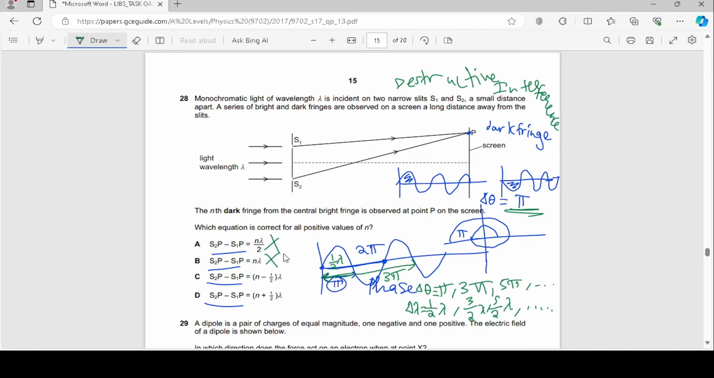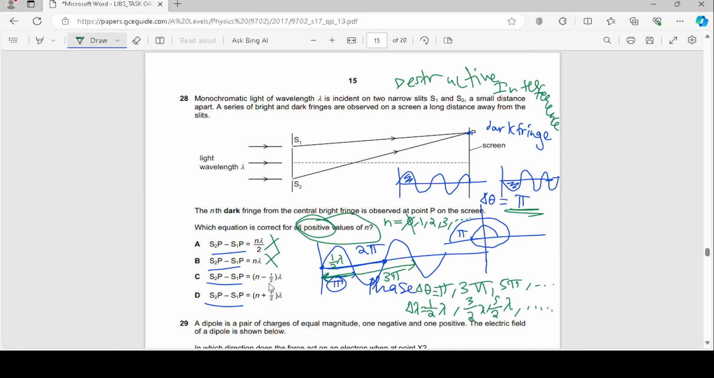So where was I? Okay, so we canceled out those two equations, and now we have the options of n minus half lambda and n plus half lambda. The question states which equation is correct for all positive values of n, because technically n is an integer, and usually we think of it as starting from 0. So 0, 1, 2, 3, and so on. But because it's positive, that means you're not considering 0. So it's just 1, 2, 3, and so on.